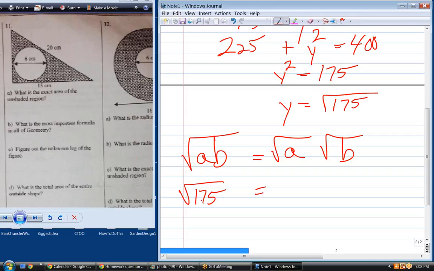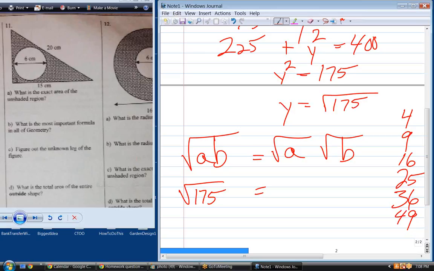Now, what we're looking for is two numbers that multiply to 175, one of which is a perfect square number. Tell me what your perfect square numbers are. I'm going to list them over here on the right. Starting with 2 squared, 4. 3 squared, 9. 4 squared, 16. 5 squared, 25. 6 squared, 36. 7 squared. We'll go up to 7. 49. Okay. So I could keep going.